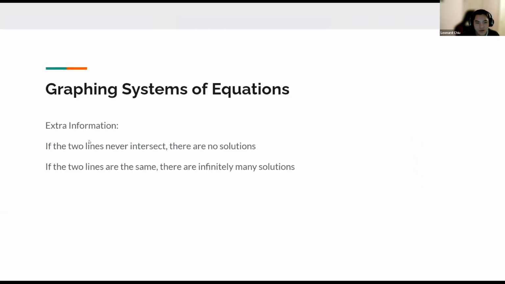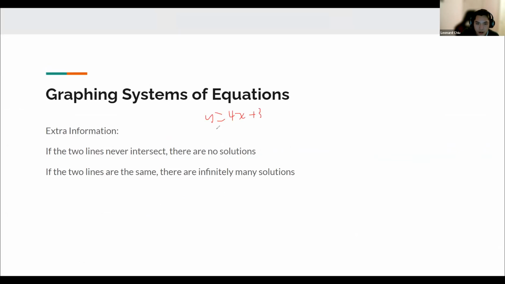Oh, okay, some extra information. If two lines never intersect, that means there are no solutions. And two lines will never intersect if they have the same slope. So for example, y equals 4x plus 3, y equals 4x plus, I can say a random number, 1, 2, 5, 9, 6, 8, 0, plus that gigantic number. Oh, I can't read my own handwriting, I'm sorry. But it doesn't matter because the slope of both equations is 4.